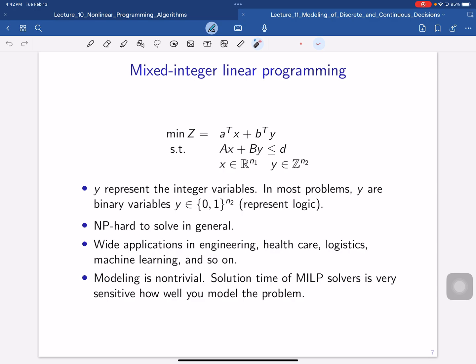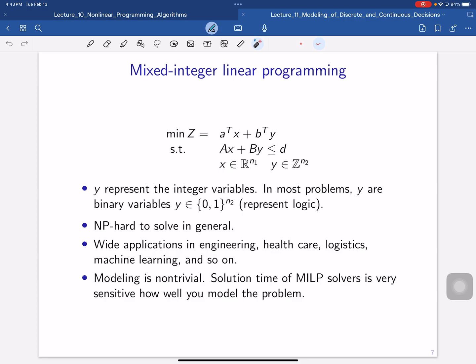But the difficulty here is that this problem is NP-hard to solve in general. Remember, we talked about computational complexity at the beginning of this class. All the convex problems are polynomially solvable, right? But this MILP problem is NP-hard to solve in general. And it has wide applications in engineering, healthcare, logistics, machine learning, and so on. I would argue that most of the practical applications are formulated as MILP problems.